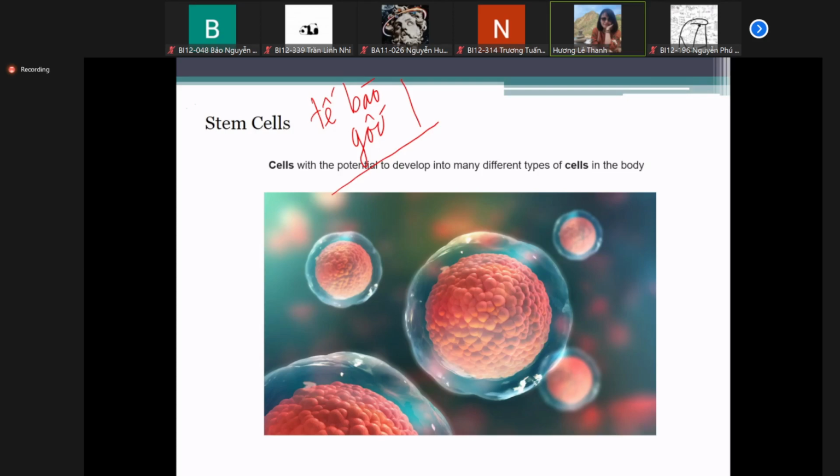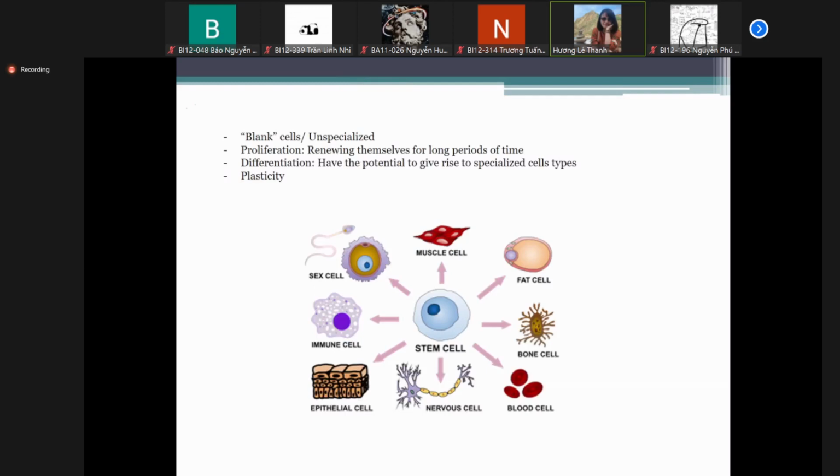Stem cells, the blank cells, unspecialized cells, have the ability of proliferation. They can renew themselves for long periods of time, and they have the ability of differentiation, biệt hóa. They have the potential to give rise to specialized cell types, and they have plasticity. That means they can differentiate into any type of cells you want. So here is one stem cell. They can differentiate into muscle cells, fat cells, bone cells, blood cells, nervous cells, etc.